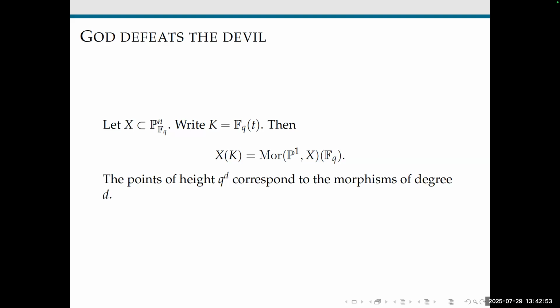So the key point is that if you think about what a point of X of K is, a point of X over Fq(t), I'm going to be very concrete about it. Maybe I should have put this on the slide. It just literally means I can assign a rational function in t over the finite field to every coordinate. But you can also think of that as, for every t in Fq, I get a point over Fq of my variety. In other words, I get a map over Fq from P1 to my variety.